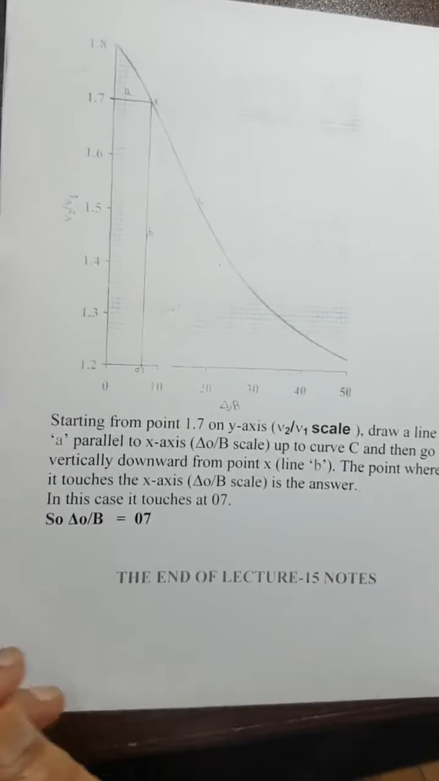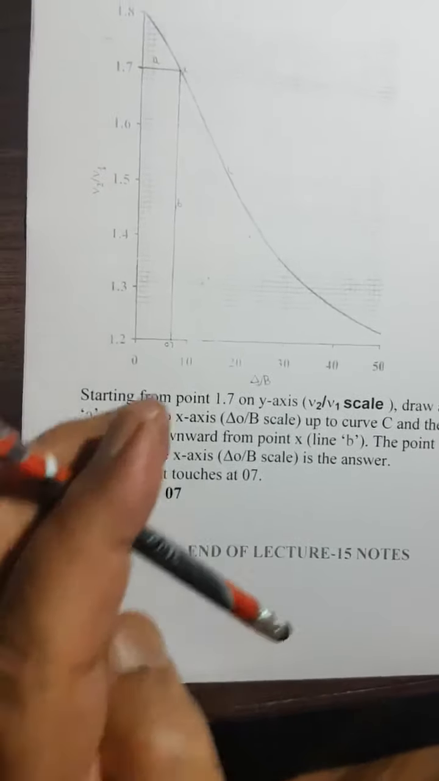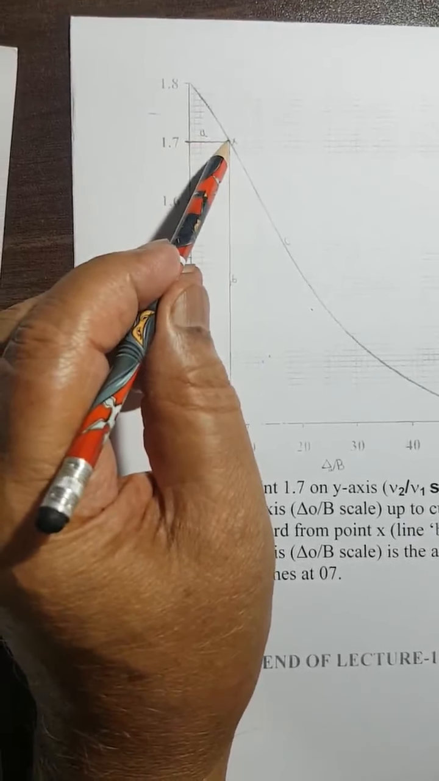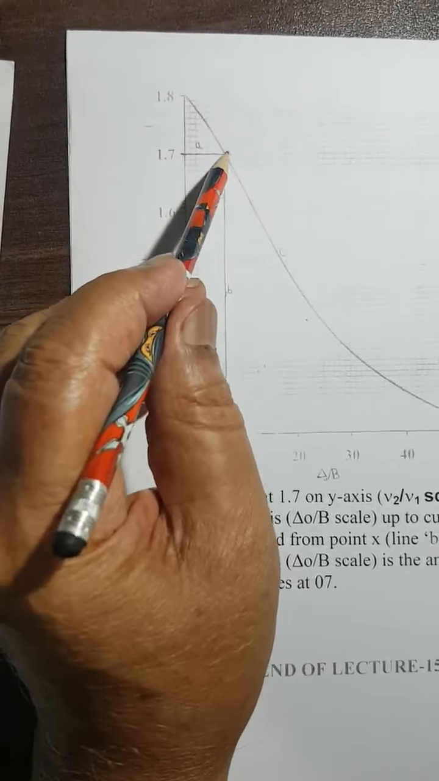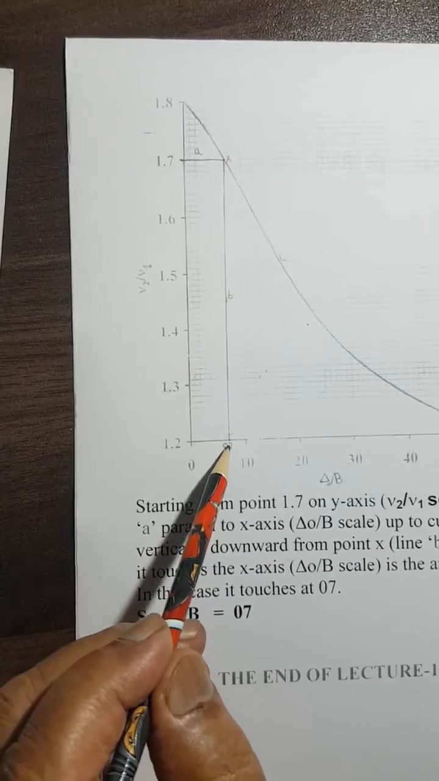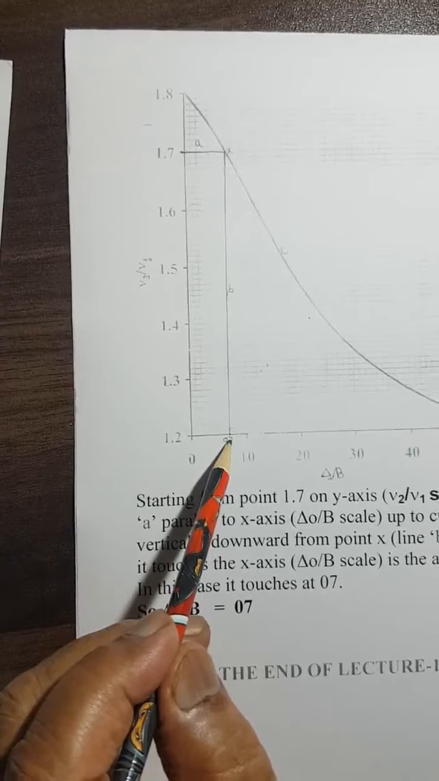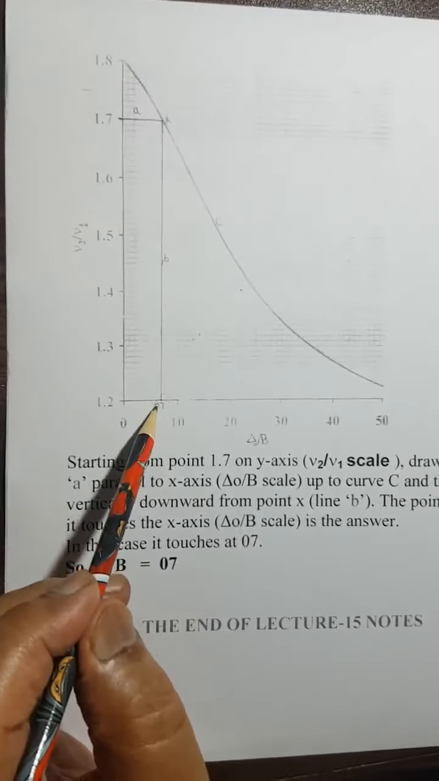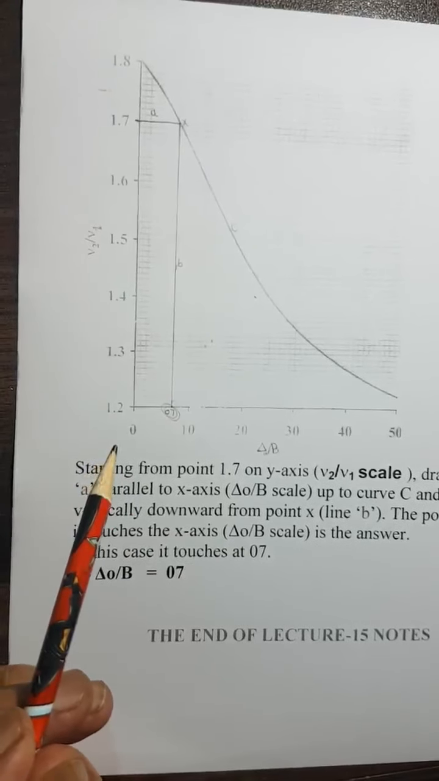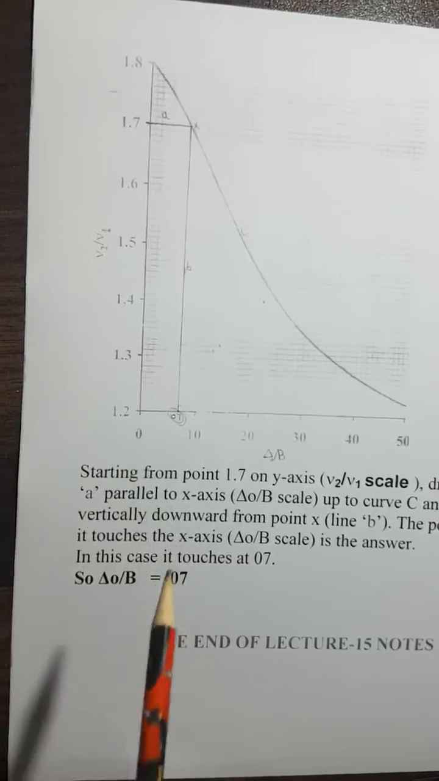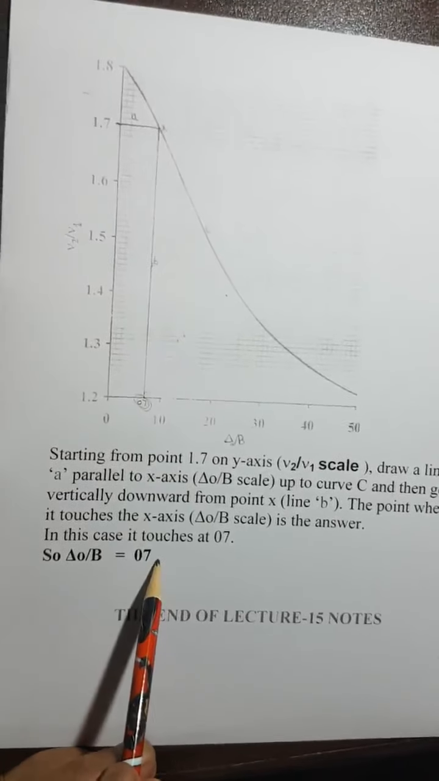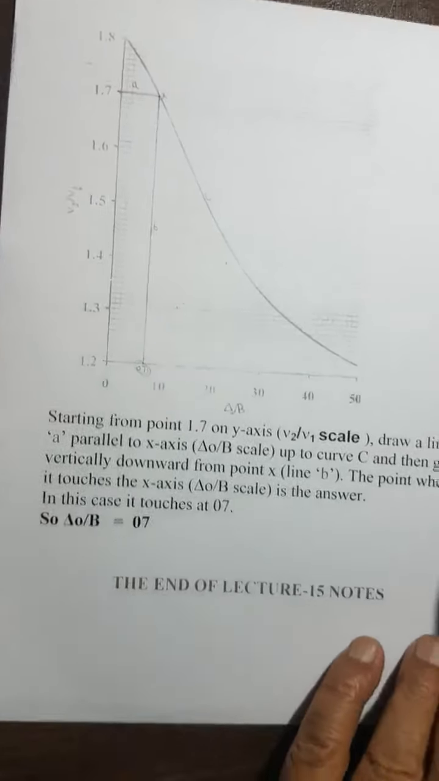And what was the value? 1.7, I think. So I go and find it out, and then I go here. It touches here at X. Come down, vertically downward, and it touches here. So this value, delta octahedral, is equal to 7. In this case, it touches at 7. The rest of the things we can do.